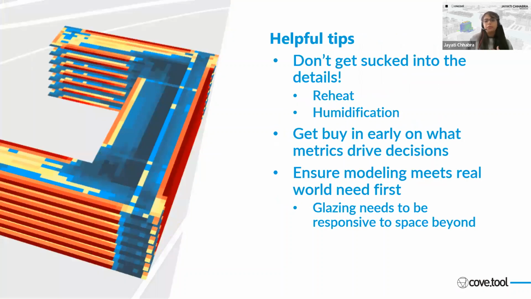So some helpful tips on doing this kind of early stage modeling: don't get sucked into the details. Reheat and dehumidification are end users in a building, especially for hospitals, and they will have an impact on the total energy use. However, I will argue that the options we are looking at here, with rotations and different massing, are not impacting those two end users directly. And so we know we need to study them later when we have the level of detail required.